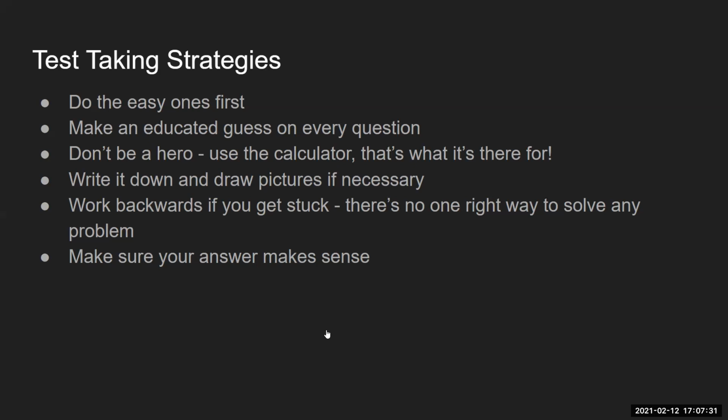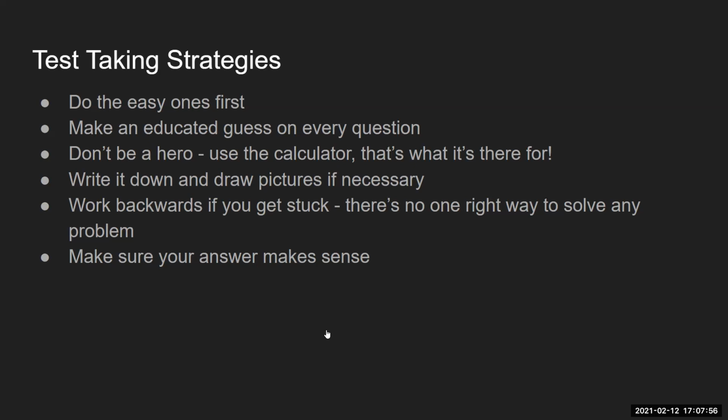So we talked about educated guesses. Every answer that you can say is nonsense, or that you know is not the right one, gives you a higher probability of guessing the right answer. So take 30 seconds to read the answers and use your common sense to say, okay, that doesn't make sense, or that answer doesn't look like the other ones. It's probably not that one, which gives you fewer answers to choose from.